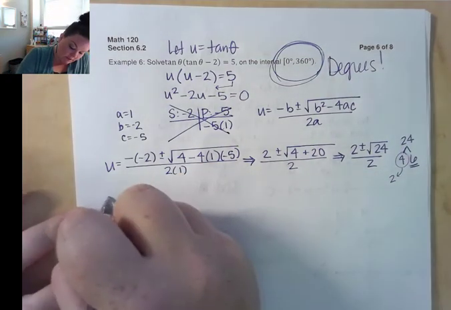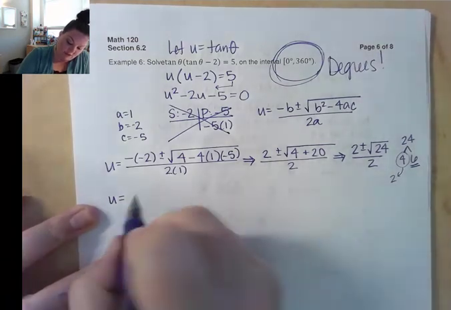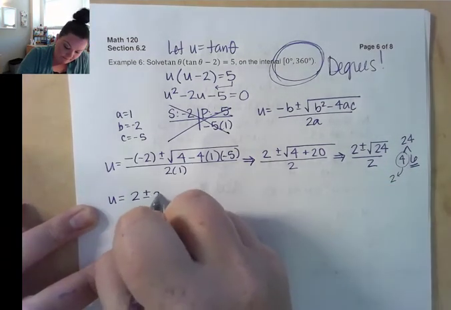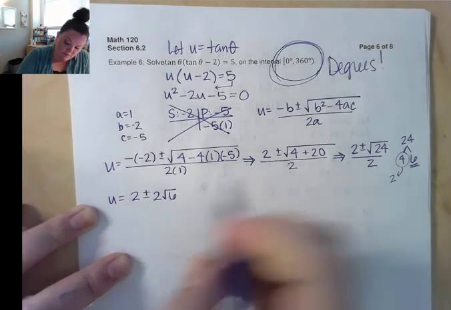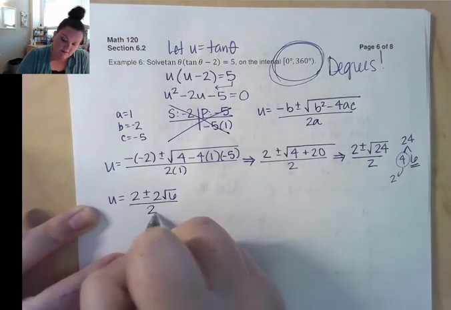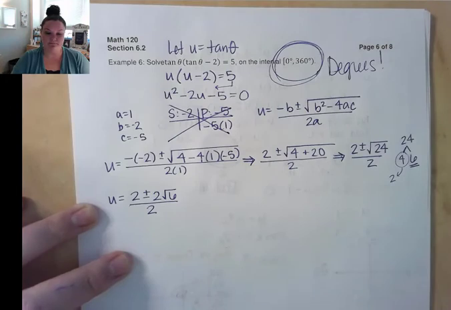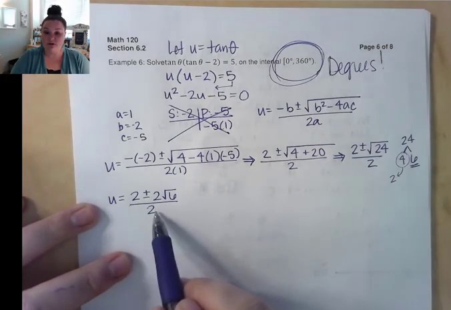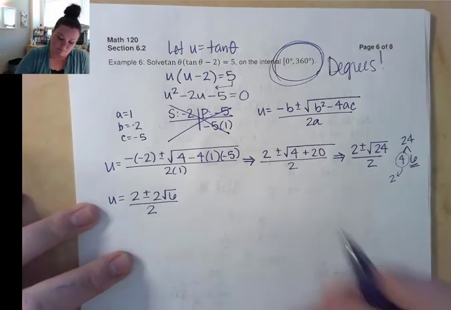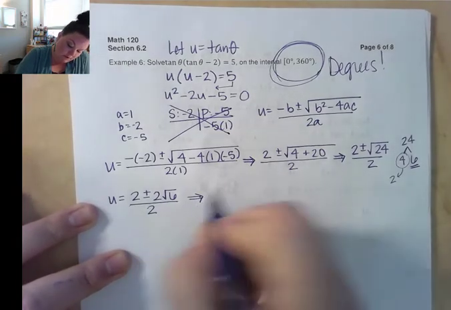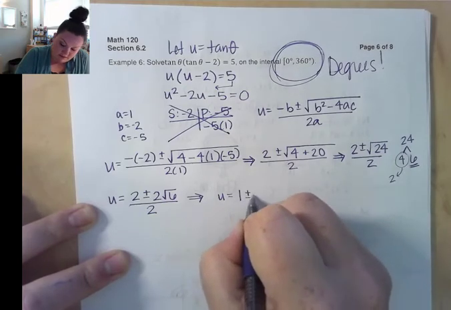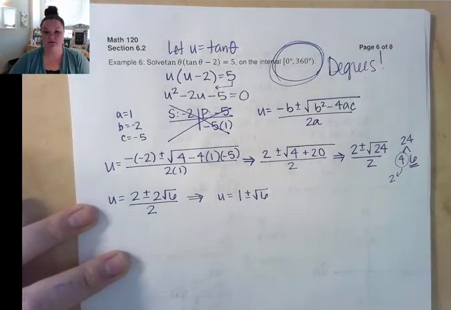I'm going to go ahead and write it. So what we end up with is the 2 plus or minus, I'm bringing out the 2, and I'm left with the square root of 6, and it's all over 2. Right? And then notice every single term has a 2. So I can reduce by 2, which tells me that u is equal to 1 plus or minus the square root of 6. Okay.